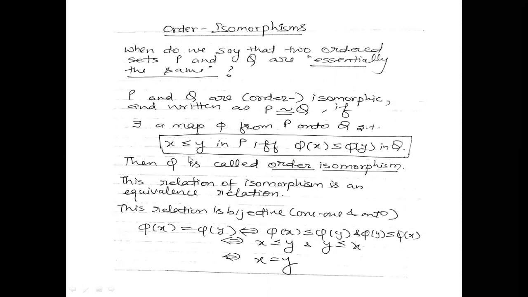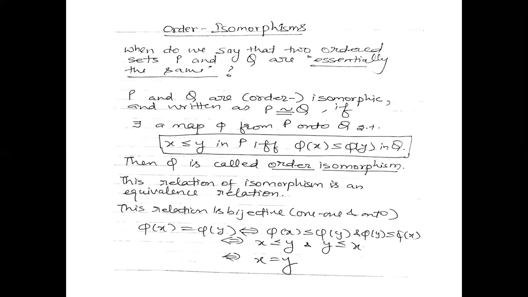So when do we say that two cosets are order isomorphic? We say that P and Q are order isomorphic if there exists a map phi from P onto Q such that x is related to y in P if and only if the image of x, phi x, is related to the image of y, that is phi y, in Q. Then phi is called an order isomorphism, and P and Q are called isomorphic or order isomorphic.